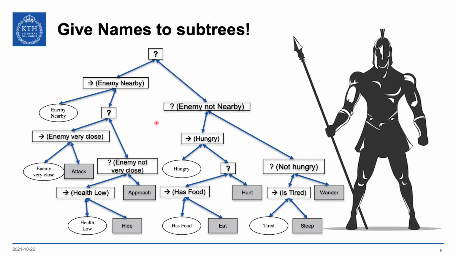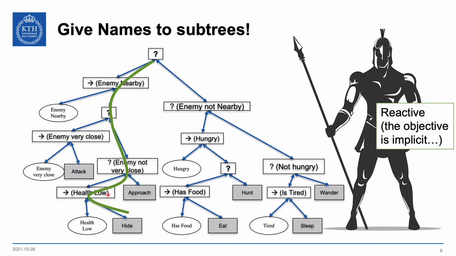Adding these labels, if we have a decision tree behavior tree design, we can get explanations as follows. If we're hiding, for instance, we can just read the labels of the subtrees. I'm hiding because there's an enemy nearby, but the enemy is not very close, but my health is low. Therefore I'm hiding. And this would make sense to most humans, I'd say.